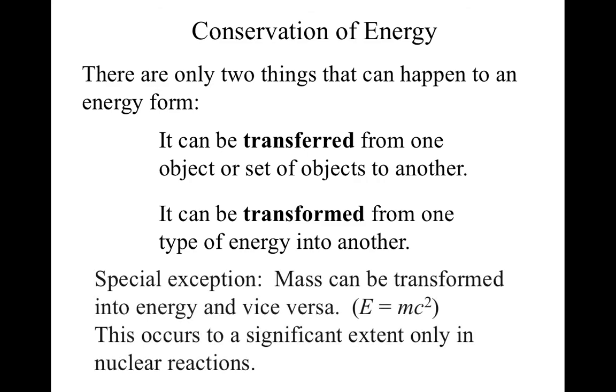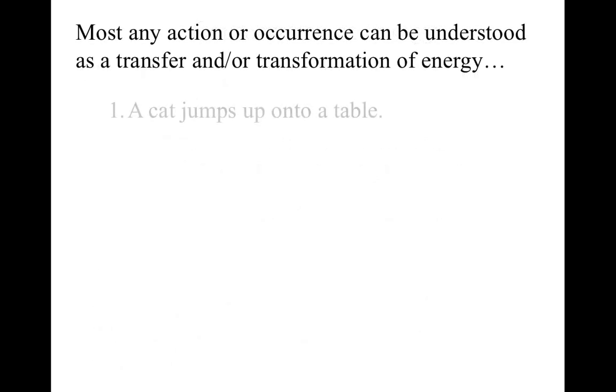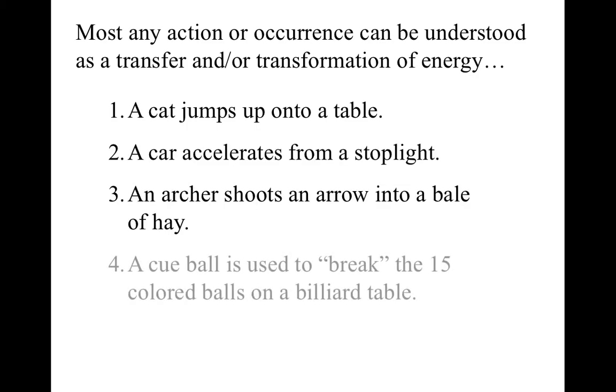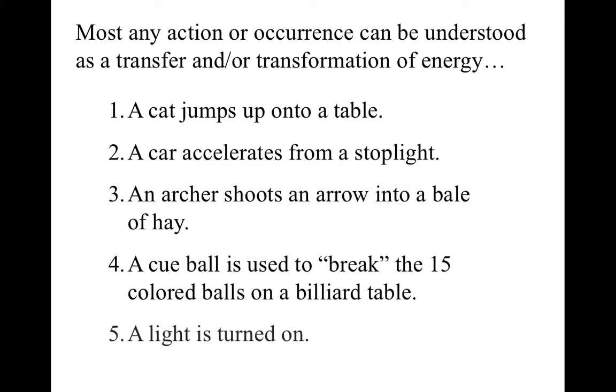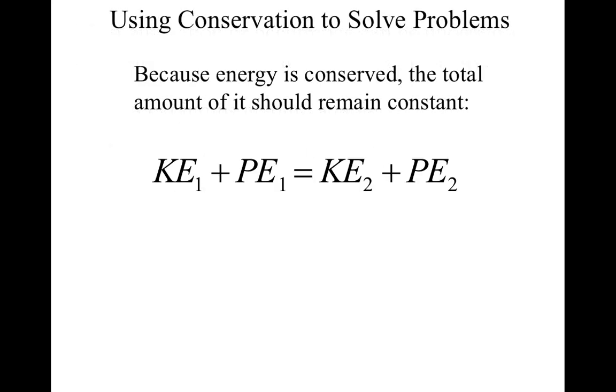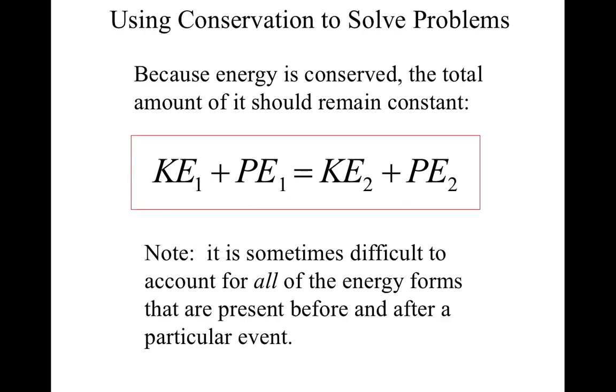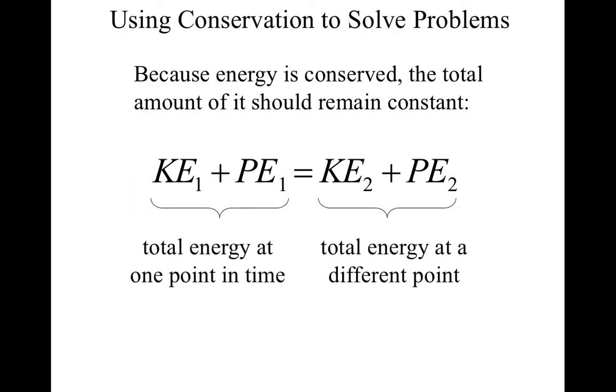Also, it can be transformed, like from kinetic to potential. And then you see E equals mc squared is kind of your notable exception there. Just take a look at these really quick. Sorry, I need to get under 15 minutes. And then all this is saying here is we can take KE1 plus PE1 equals KE2 plus PE2. That just means that energy before equals energy after.